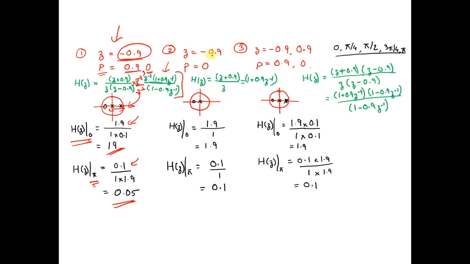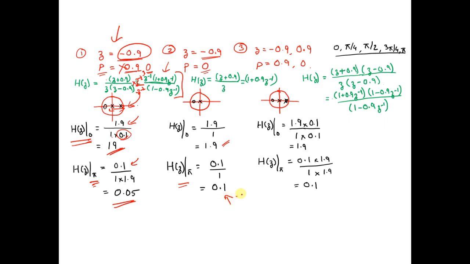Now what we have done, we have the zero present at minus 0.9 and the pole present at 0. So this pole we have vanished. The gain at 0, 1.9, remains the same, because the 0.1 factor is not here, and that's why the gain has come down significantly. However, at pi we have a gain of 0.1.